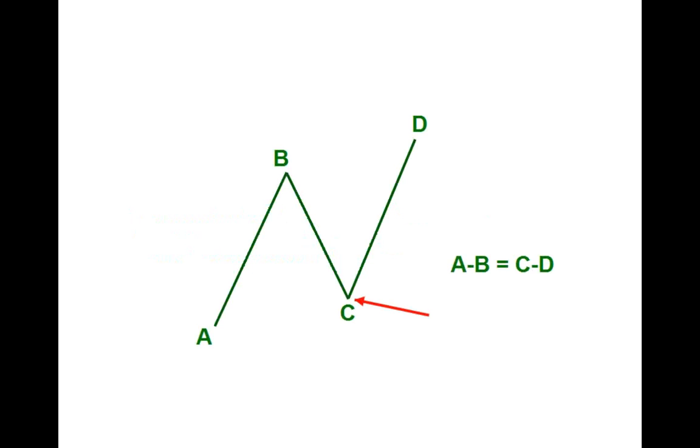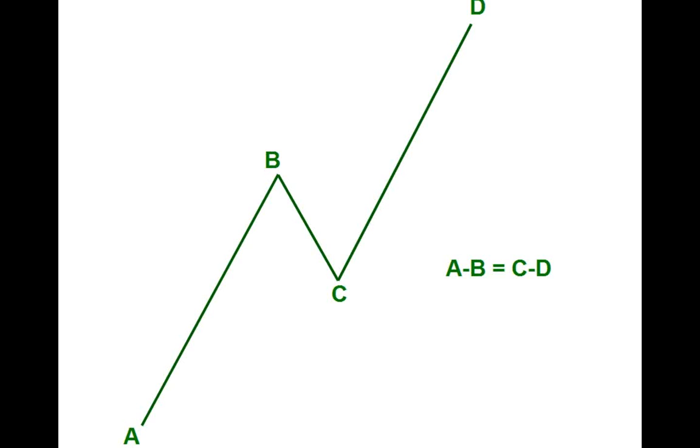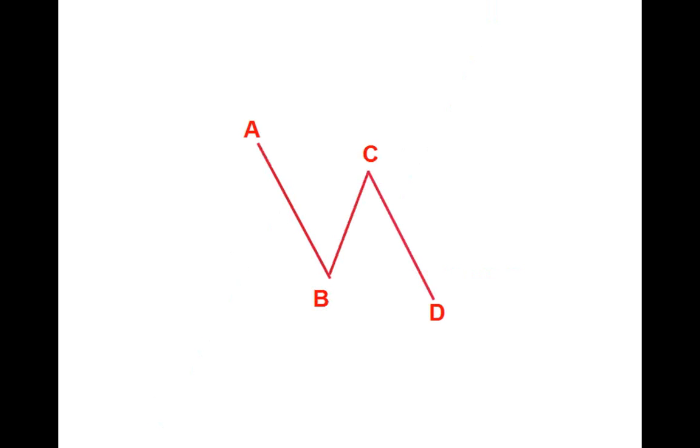Now, why is that? Because if the BC pullback is, let's say, a shallow retracement, assuming the AB equals CD formula remains true, where would point D be? That's right, way up there, right? In this case, you have a shallow pullback. The bears are not able to push it against the AB leg as much as the bulls are rushing forward. So this will be considered a shallow retracement.